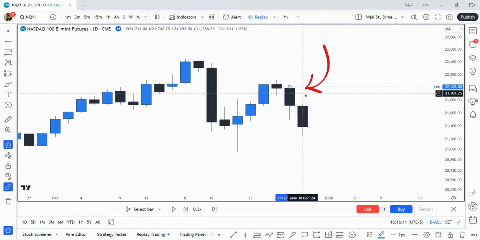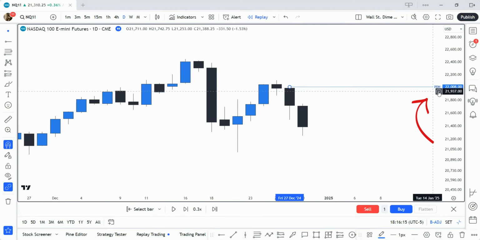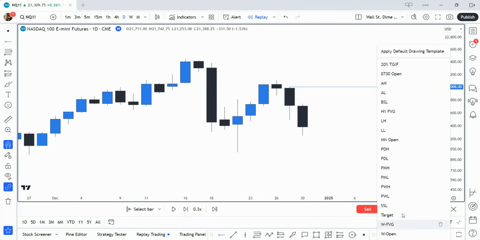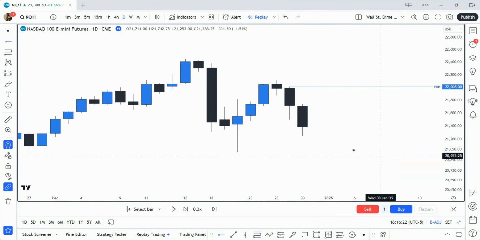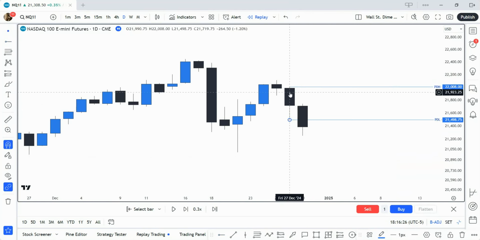So I just marked out previous day high and you see the level and the label over here on the right side. Now I'm going to grab another horizontal ray and I'll mark out previous day low. So I really do like to be exact with my levels.